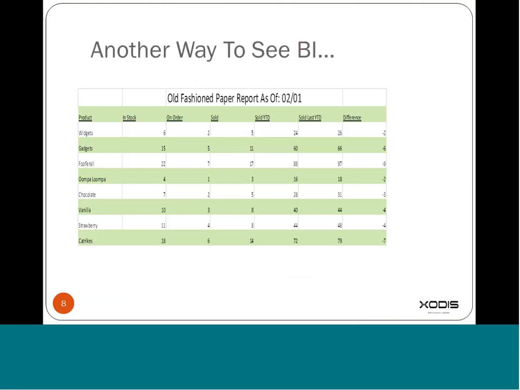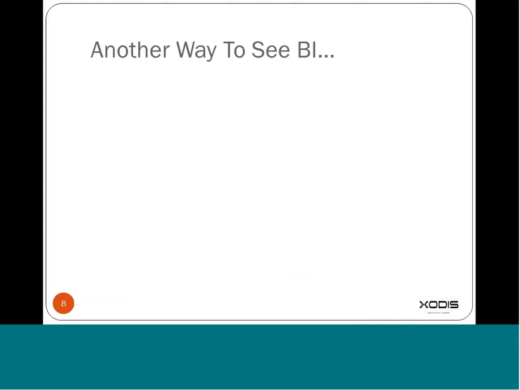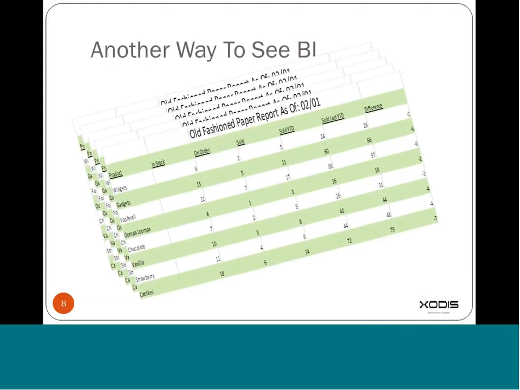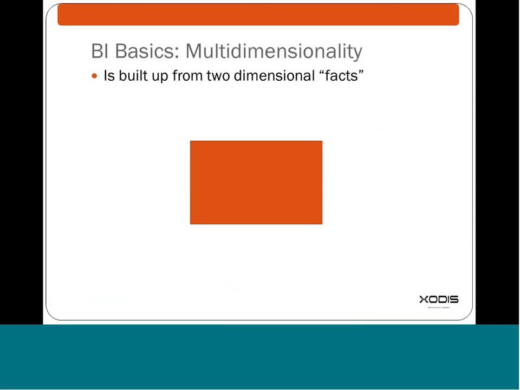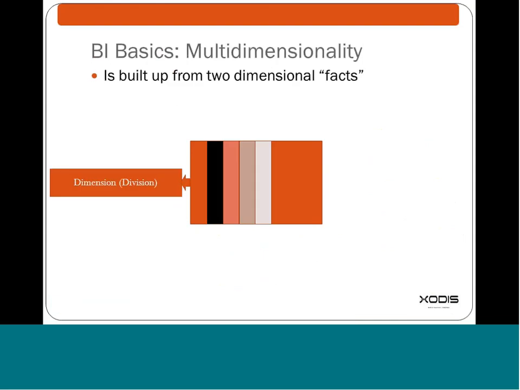Another way to take a look at business intelligence, just to get your head around it, you have an old-fashioned paper report. This is just something I mocked up. And that's a two-dimensional report. And then when you add a dimension to it, say divisions, this is the same report for each division, you've got multidimensionality.